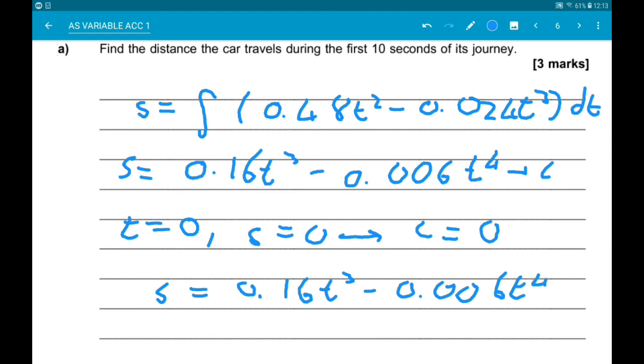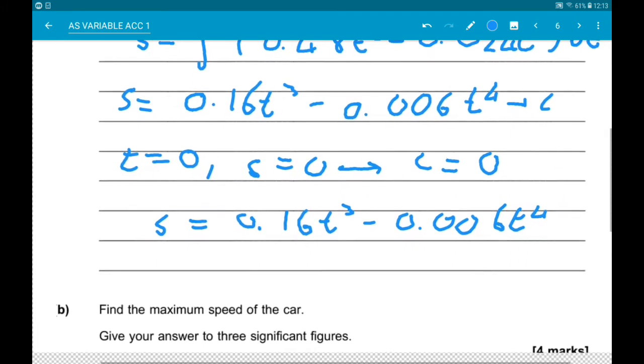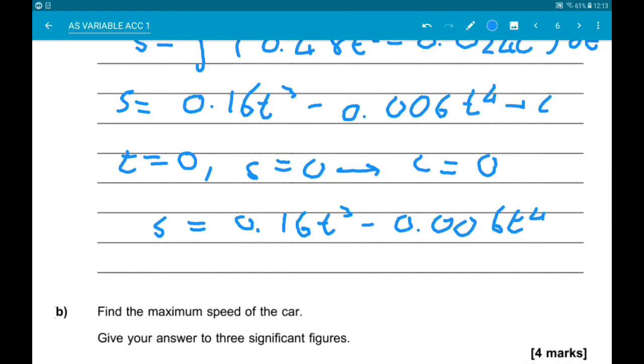Now we want that when t is 10. So t is 10. Gives us S as 160 minus 60, which is 100 meters.